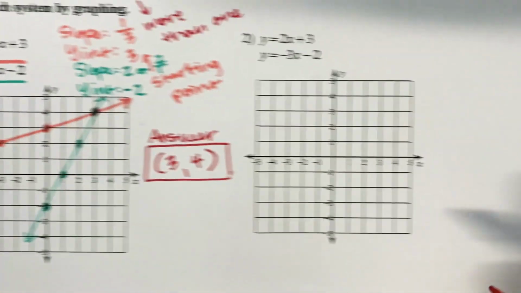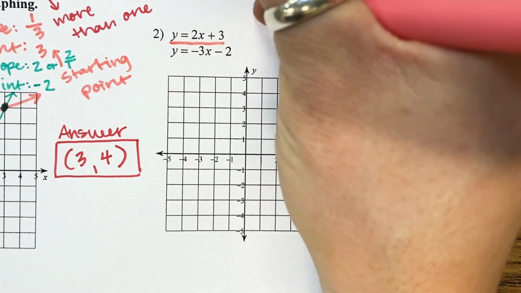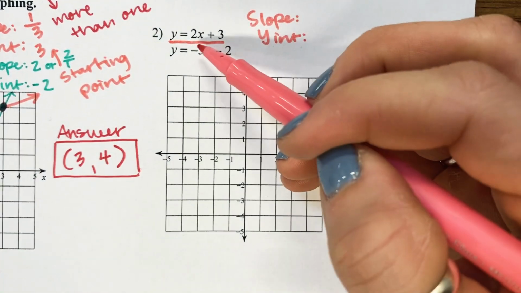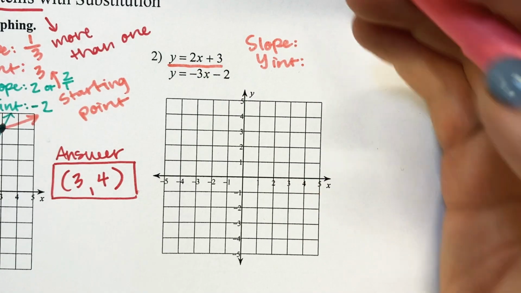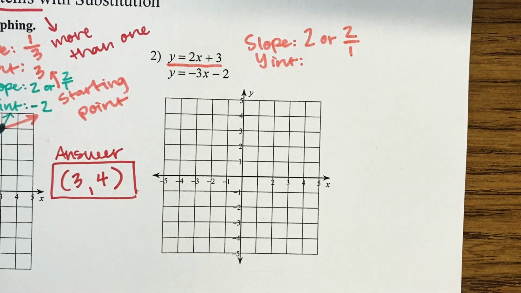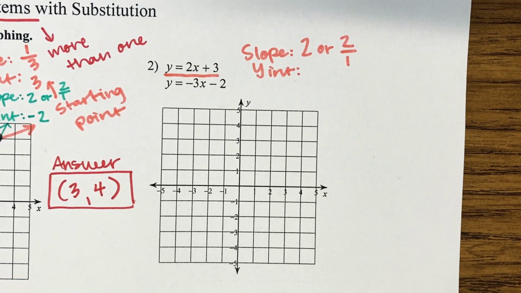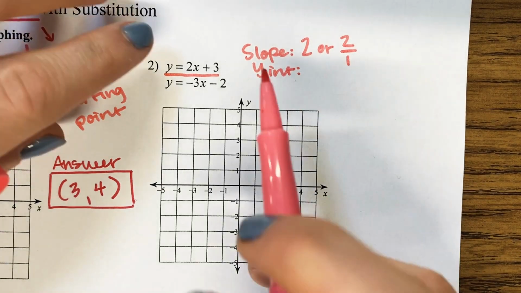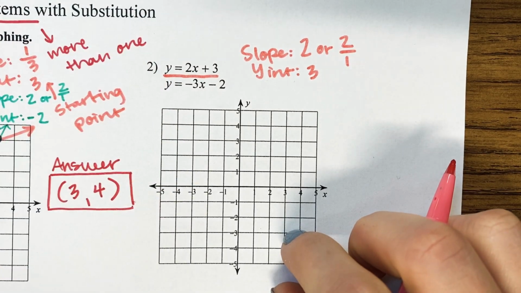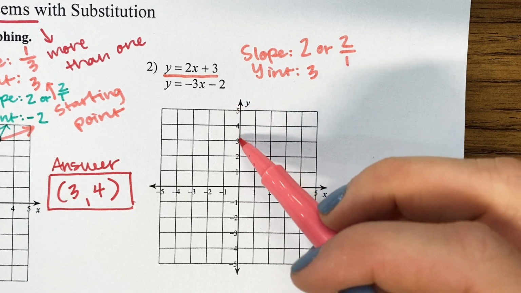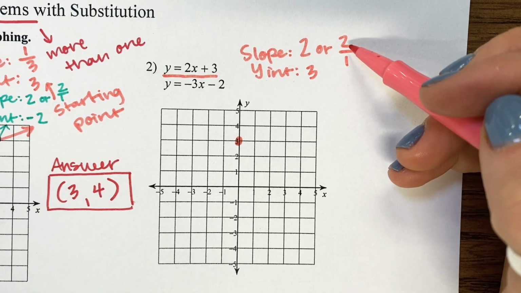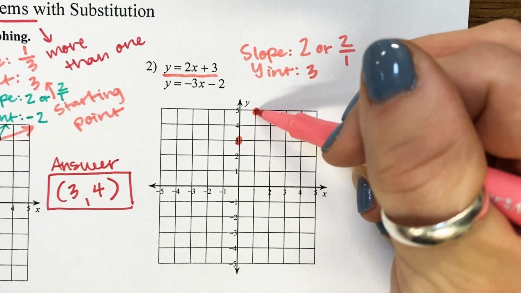Now let's do the same thing for number 2. I'm going to go ahead and graph my top one first. We need to identify the slope and the y-intercept. The slope is right in front of my x, so for number 2 it is 2. If we want to rewrite it as a fraction, we could write it as 2/1. Then my y-intercept is the number without the x, so that is going to be +3. Remember we always start with our y-intercept, so find +3 on your y-axis, right there. And our slope is 2 or 2/1, so up 2, over 1.